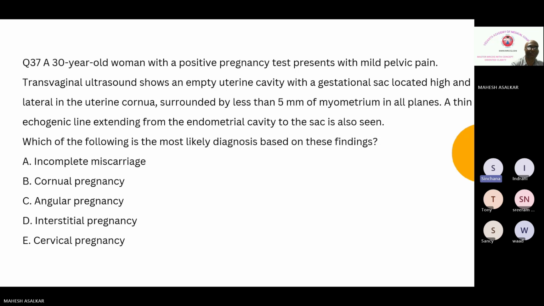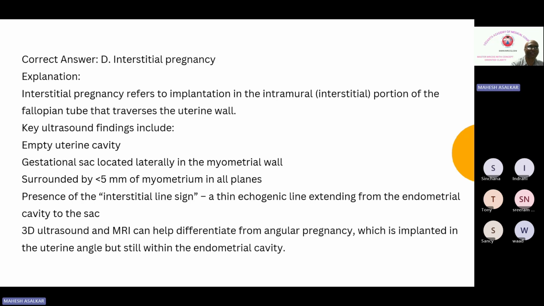It is interstitial pregnancy, D. Very clear. It is always surrounded by less than 5 mm myometrium, remember. Okay, and there is an interstitial line, and 3D ultrasound and MRI can help to differentiate it from angular pregnancy. So this also you have to remember. The next step will be 3D ultrasound, and if facilities are available, MRI you have to do.